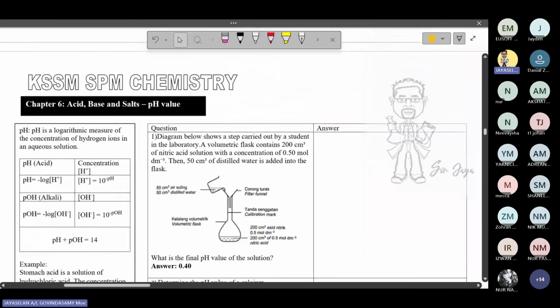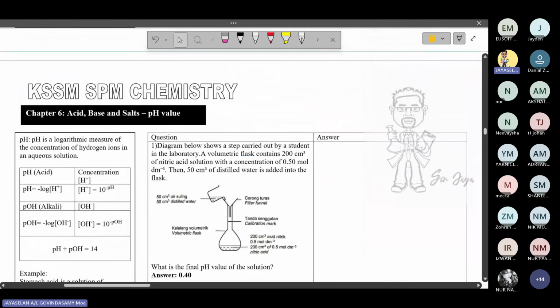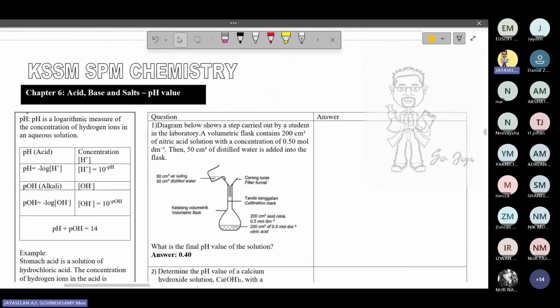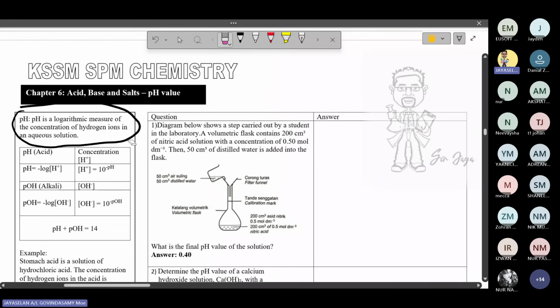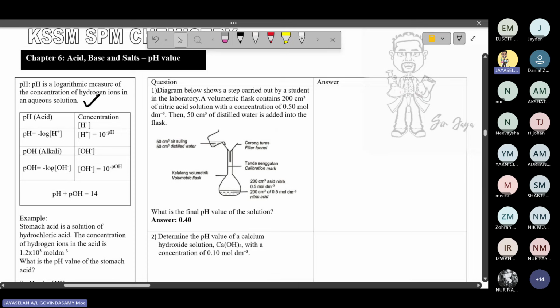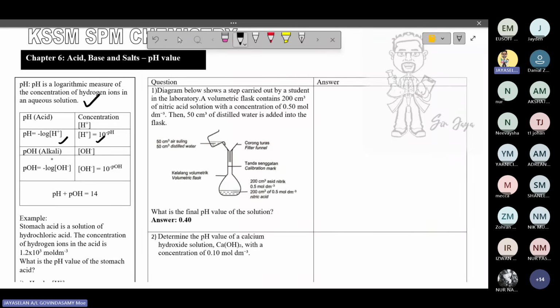Any question before I go to pH value? What is the meaning of pH? It came out last year, so if you think it will come out this year, the answer is here. A logarithmic measurement of concentration of hydrogen ion in an aqueous solution. The definition is here. How to do it? First the formulas must be remembered. You want to find the concentration, this is the formula. pOH, alkali, this is the formula. You want to find the concentration of alkali, this is the formula. And this one, you must remember.